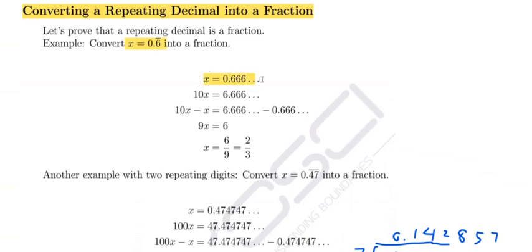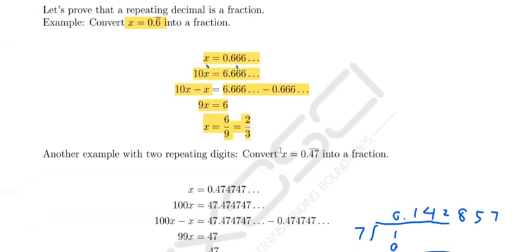We will name this number x. Because one digit repeats, we multiply this number by 10. 10 times x becomes 6.6 repeating. Now subtract the original x from 10x. On the left side, 10x minus x leaves 9x. On the right side, 6.6 repeating minus 0.6 repeating leaves just 6. So 9x equals 6, which means x is 6 divided by 9. That reduces to 2/3. Therefore, 0.6 repeating equals 2/3.